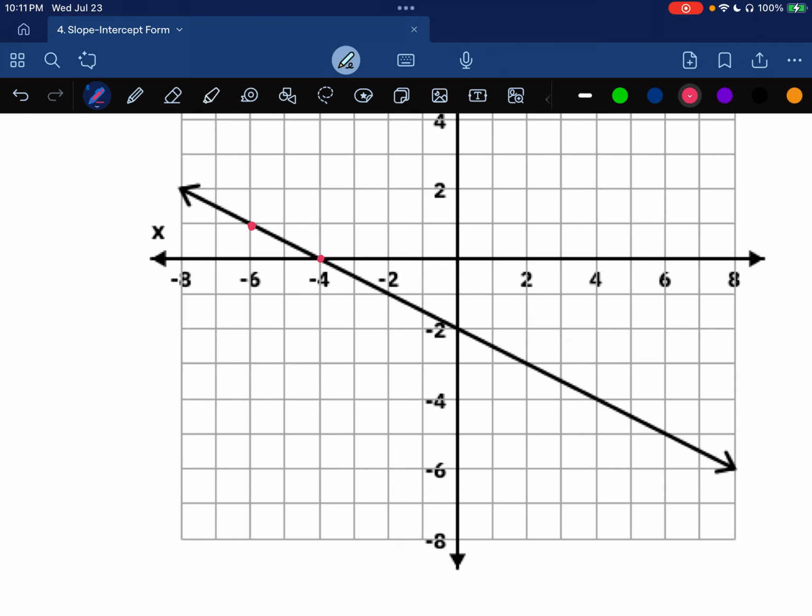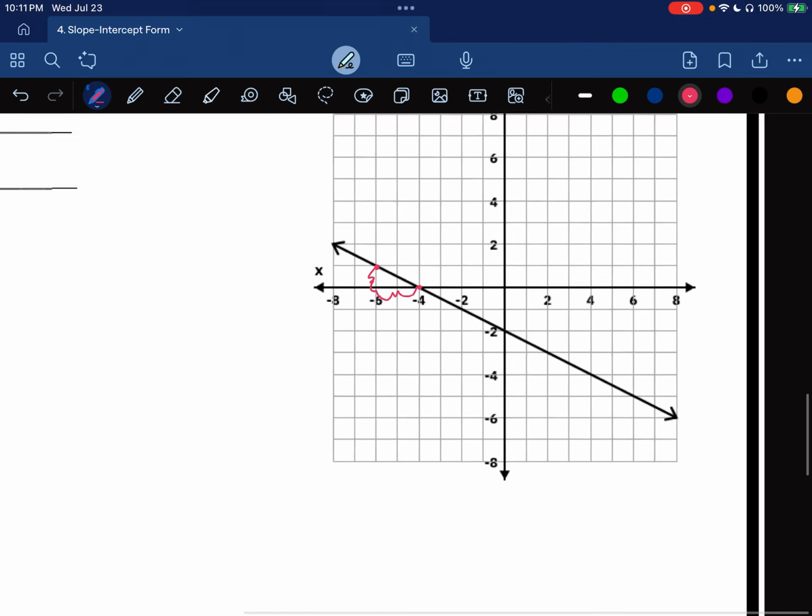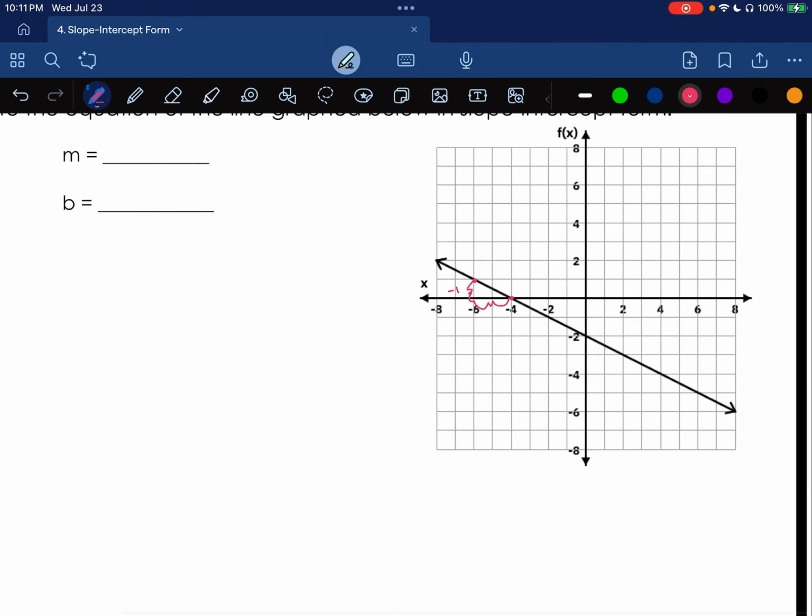All right, and then my y-intercept, crossing the y-axis right here. Let's think of -2. So my equation will look like y is equal to negative a half x minus 2.